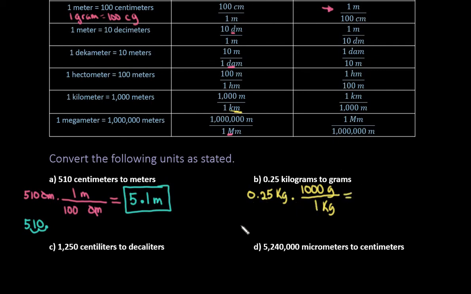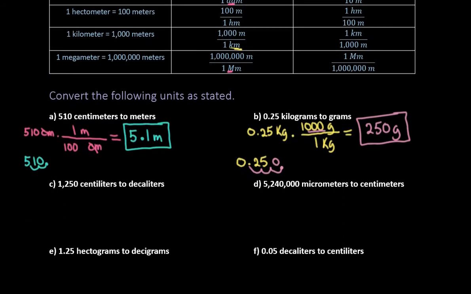Okay, so for this one, because we have 0.25 and we are multiplying it by 3 zeros, we would just move this over 1, 2, 3 places to the right, and I would just put a 0 in there. So we can say that this is 250 grams.